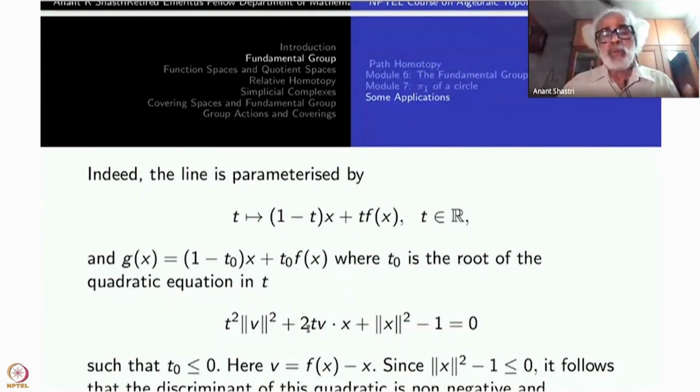Plus 2 times t, v dot x, where x is another vector, plus norm of x squared minus 1 equals 0. So I have put v as the vector fx minus x.